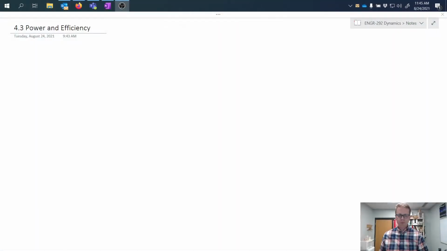Now that we've talked about the conservation of energy as a tool for solving dynamic problems, I want to take that a small step further and talk about the use of power and what power means to us. So first, thinking about what power is, we can think of power as the rate at which work is done, or the rate at which we input work or energy into the system.